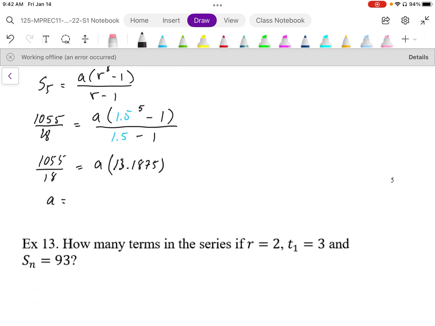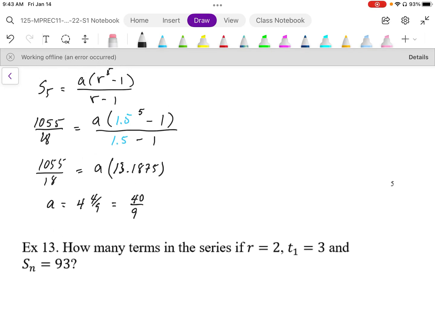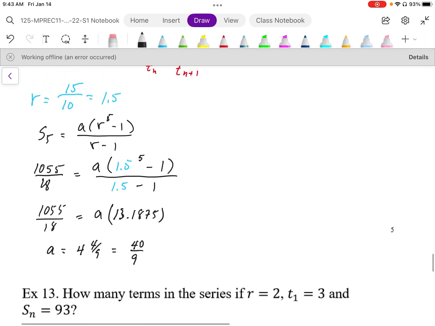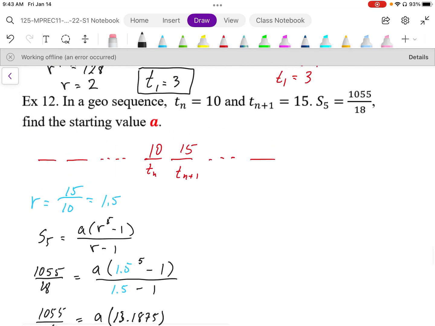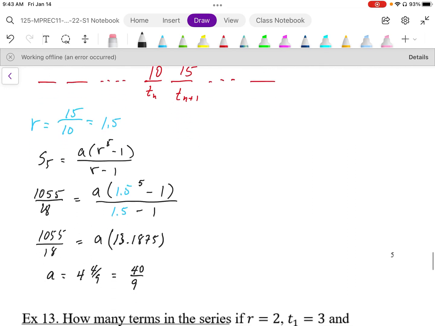So solving for a, I'm going to end up with 1055 divided by 18, and divide that by that number. So I end up with a is equal to 4 repeating, or 4 and 4/9. Okay, which as an improper fraction is 40 over 9. So there's our a value. We can solve this algebraically once we establish, first of all, the r value based on this property of consecutive terms, giving us the r, and then using the formula and solving for the unknown part in that formula.